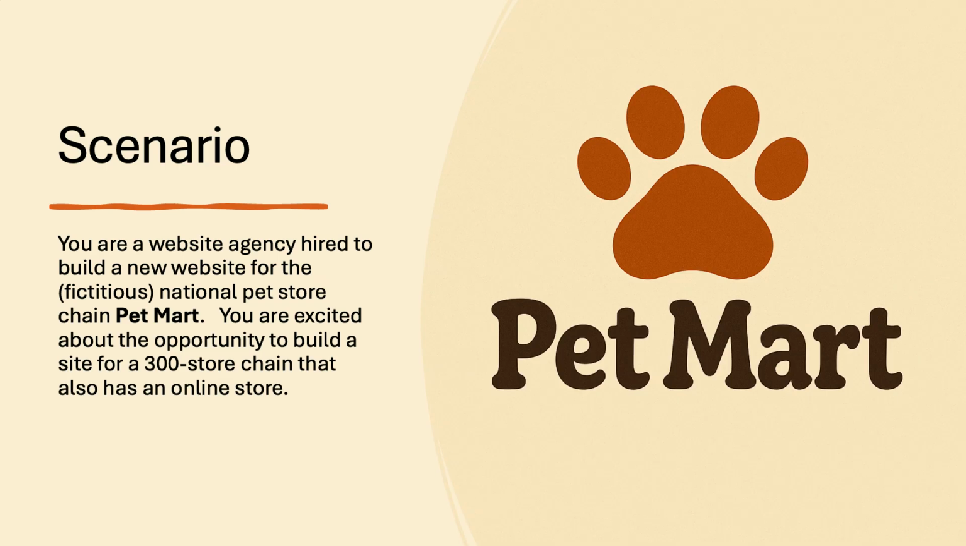Today we're walking through a scenario. You're a website agency hired to build a new website for the fictitious national pet store chain PetMart. You're excited about the opportunity to build a site for a 300-store chain that also has an online store. So as we learn about this website that they want us to build, how do we tackle these scenarios using APIs to connect to a system to be able to meet things for the project?